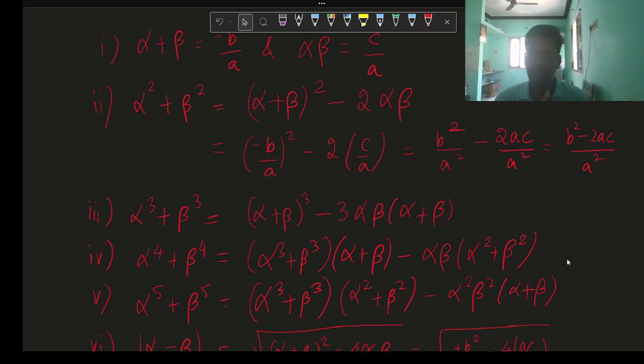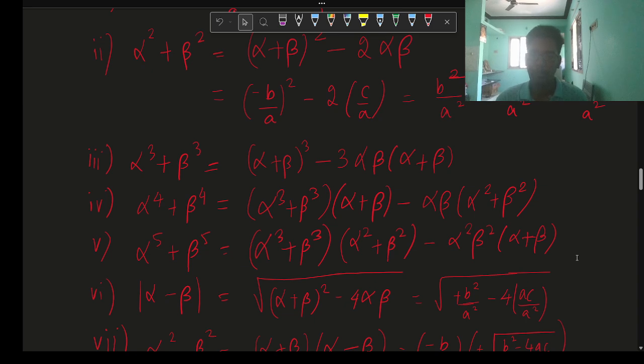So we all saw how roots behave with the addition, in the sense of the sum. Now let's see how roots behave in difference. So modulus of alpha minus beta. Modulus means the value should always be greater than 0. In the sense, whatever negative value you get, it would be turned into a positive value. That's where the modulus function is used.